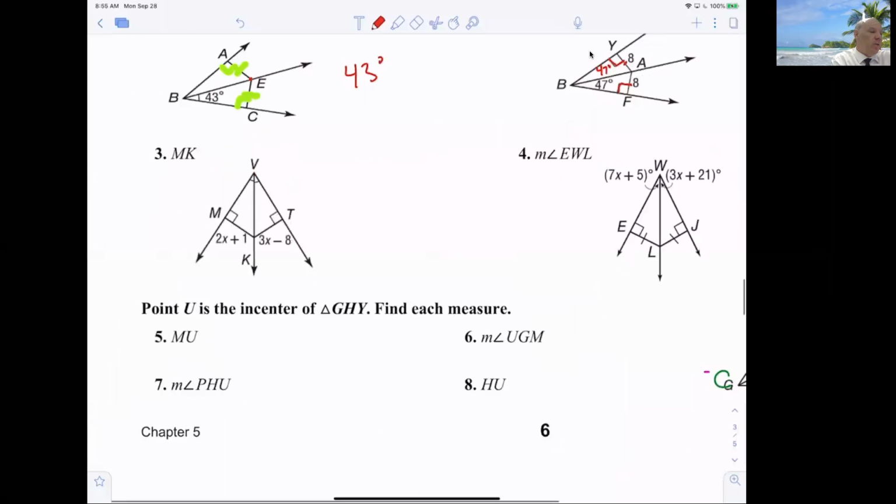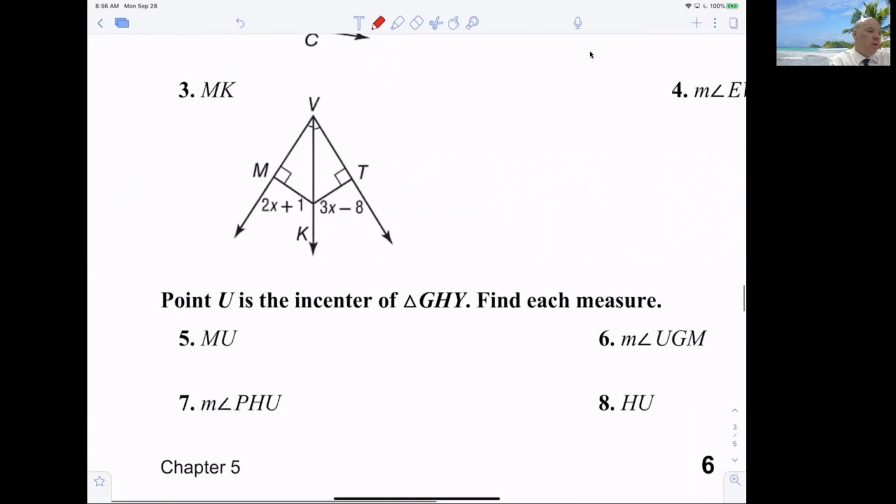Let's look at number 3. So what's true here? Come on, I need an equation. 2x plus 1 equals 3x. Why?